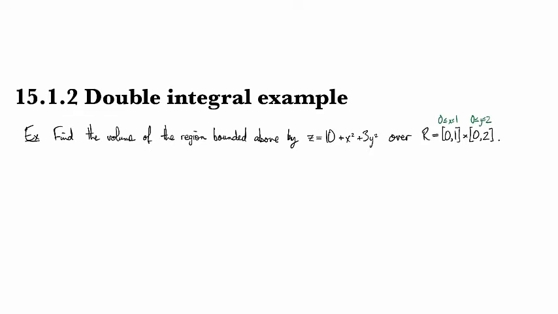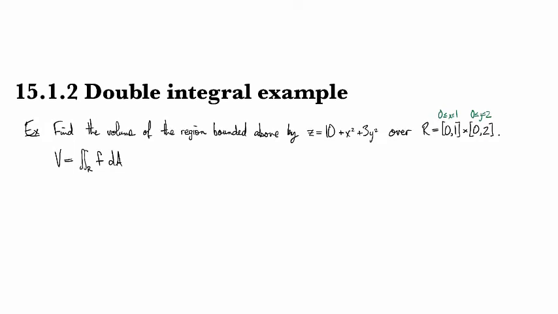So first off, the volume is going to be the double integral over this region of this function given by z here with respect to area. So this dA here is just a placeholder symbol that says that that's what we call an area element. And we'll see what that means as we write it down.